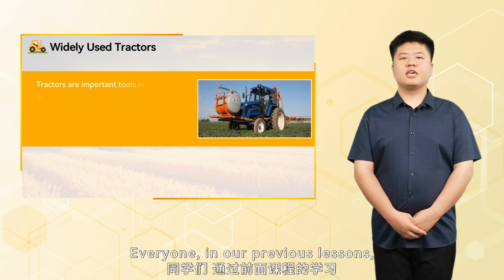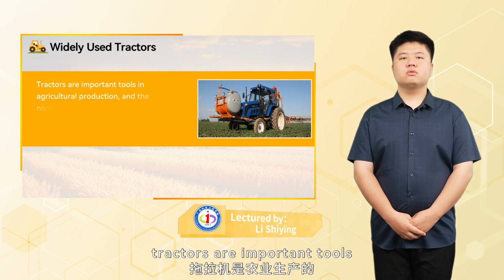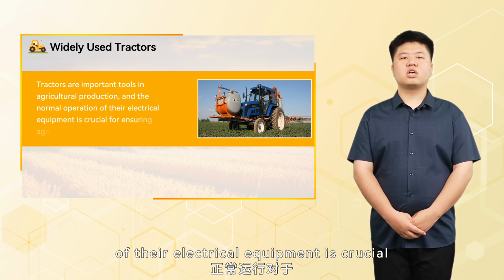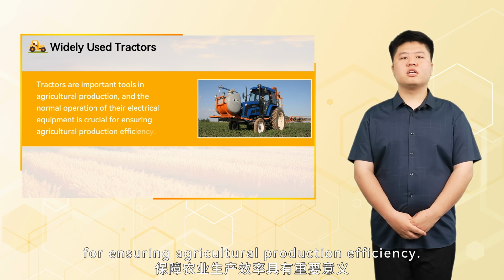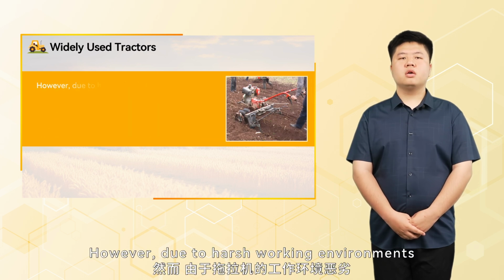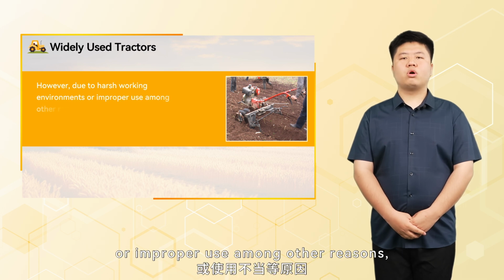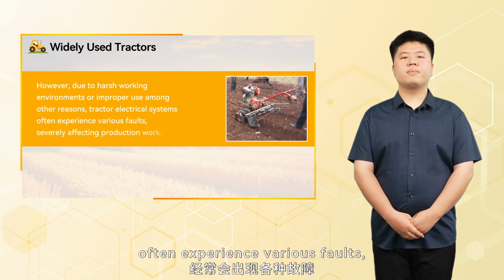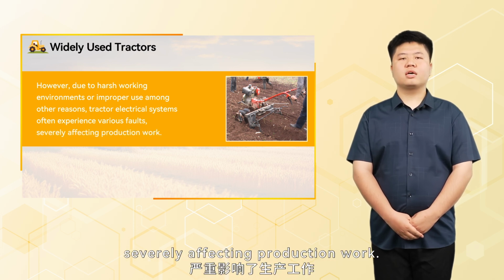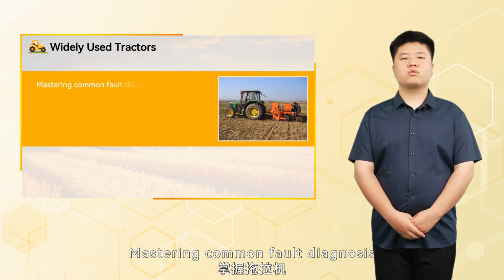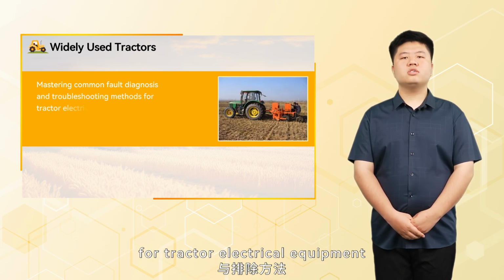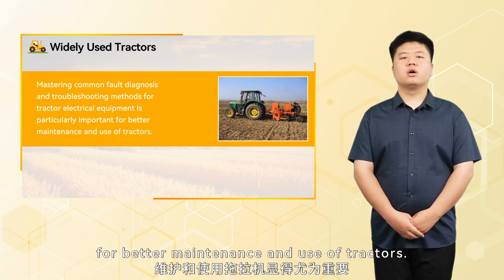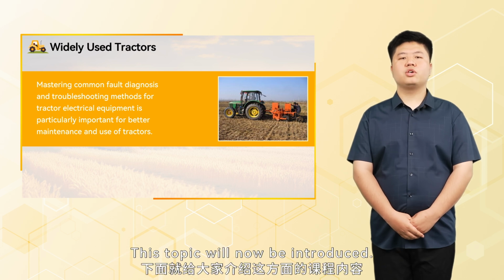Everyone, in our previous lessons, we have learned that tractors are important tools in agricultural production, and the normal operation of their electrical equipment is crucial for ensuring agricultural production efficiency. However, due to harsh working environments or improper use among other reasons, tractor electrical systems often experience various faults, severely affecting production work. Mastering common fault diagnosis and troubleshooting methods for tractor electrical equipment is particularly important for better maintenance and use of tractors. This topic will now be introduced.